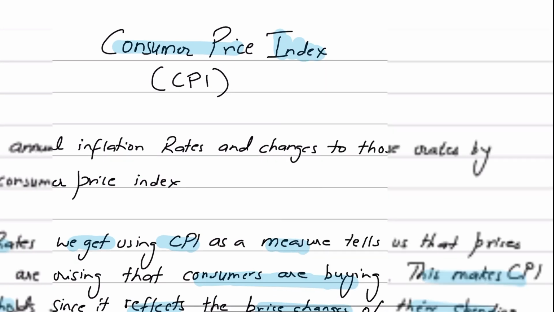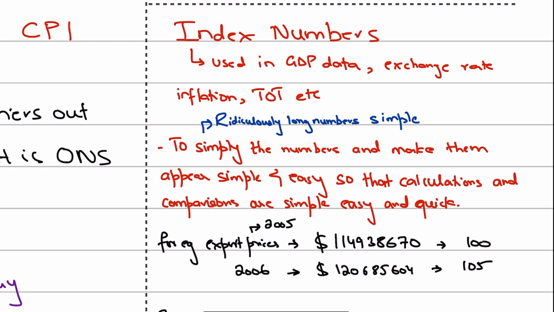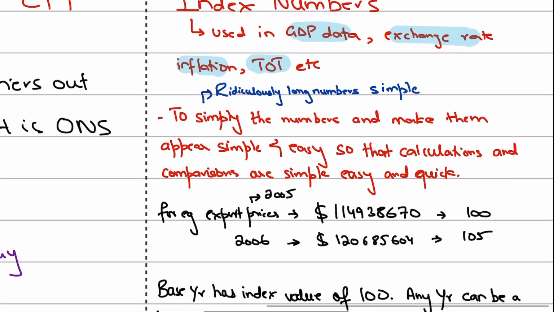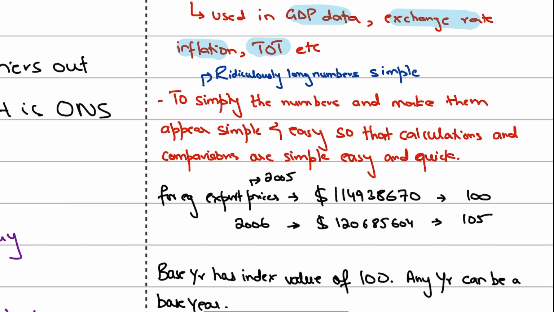Now let's see what an index number is. Why do we use index numbers? We've already seen that index numbers are used when you're collecting, measuring, or comparing GDP data, or maybe even comparing exchange rates or inflation rates. We've also seen that index numbers are used in the terms of trade. Now, you need to understand that whatever raw number we have, we basically convert it into an index number. Now, how do we convert it? I'll show you that. There's a formula to it.